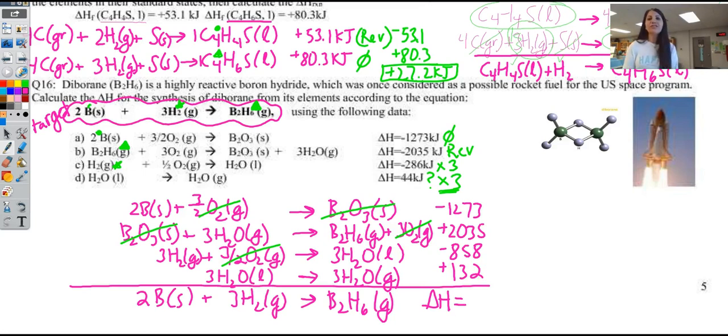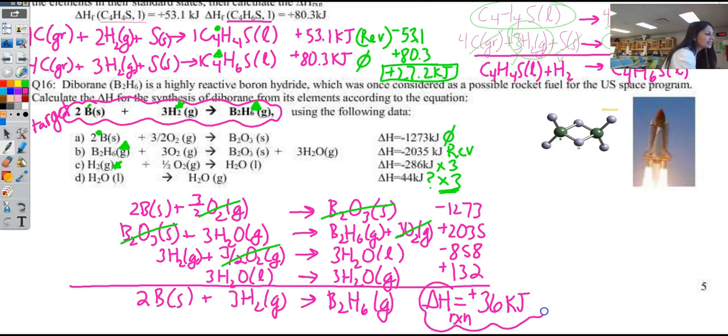And now all I need to do in order to figure out what my delta H is for the entire reaction is, again, it's called Hess's law of heat summation, which means I'm going to add everything up. So when I do that, I get, please make sure that you check this yourself, okay? Don't just assume that you're going to get the same calculation. So I'm getting a positive 36, and this is in kilojoules. And again, this is the delta H for the reaction as written.